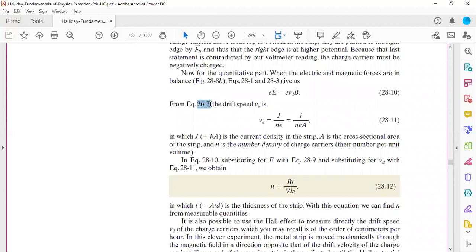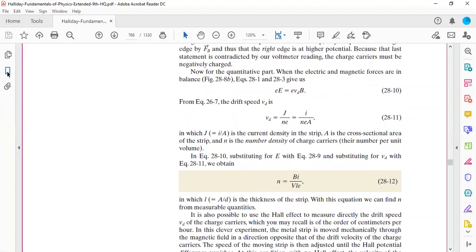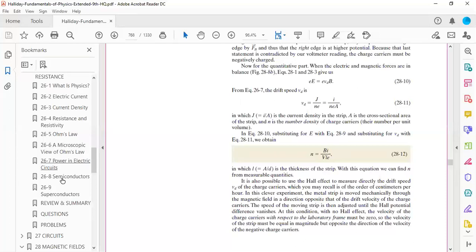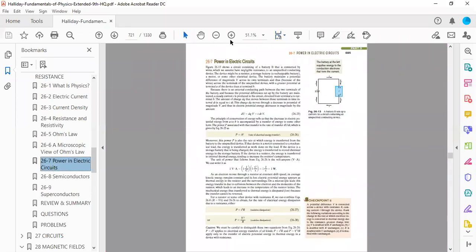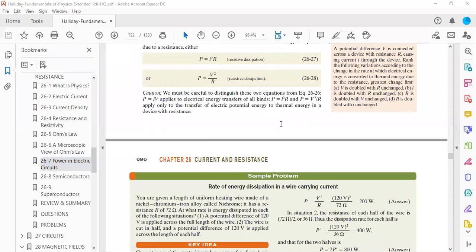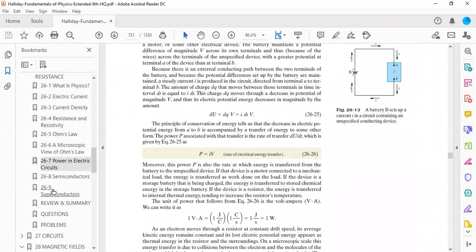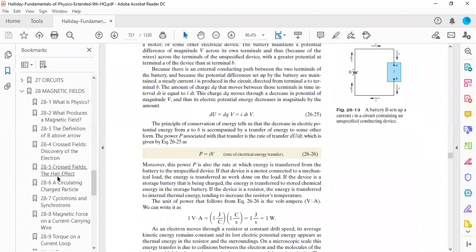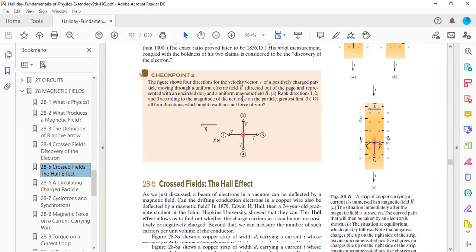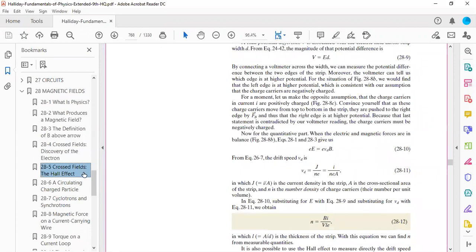I remember we have solved this equation from chapter number 26. This is the basic equation of the drift velocity. So I would like to show you the equation so that you will remember it. Equation number 26.7.